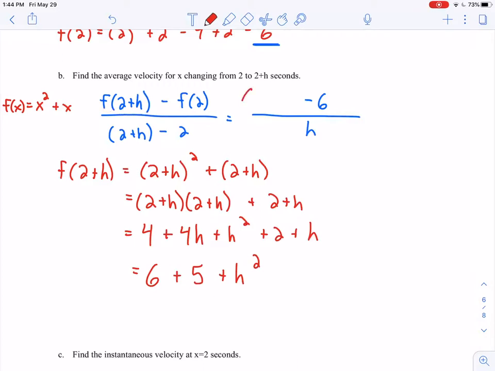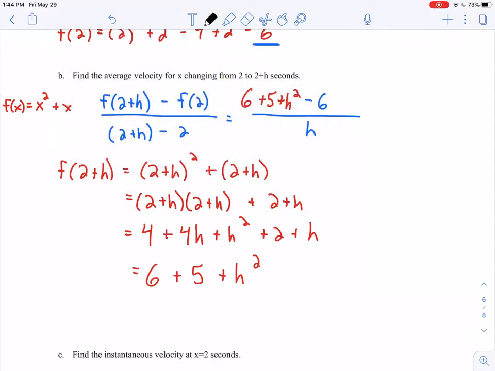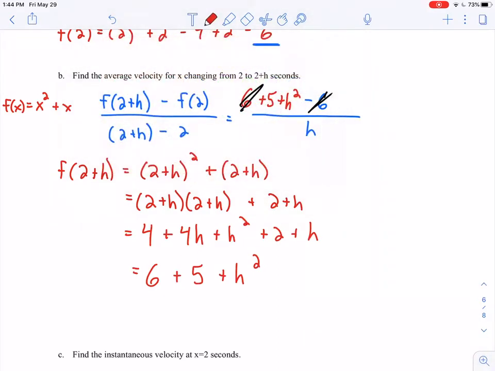So here I've got 6 plus 5h plus h squared minus then that 6. Well, hey, look at this. 6 minus 6, those two will cancel. And oops, you know what I forgot? This is my mistake here. Here I've got 4h and h. I forgot my 5h right here. That's why I was looking at that and I was very concerned. Some of you might have been yelling at your computer screens, and if that was you, I'm sorry.